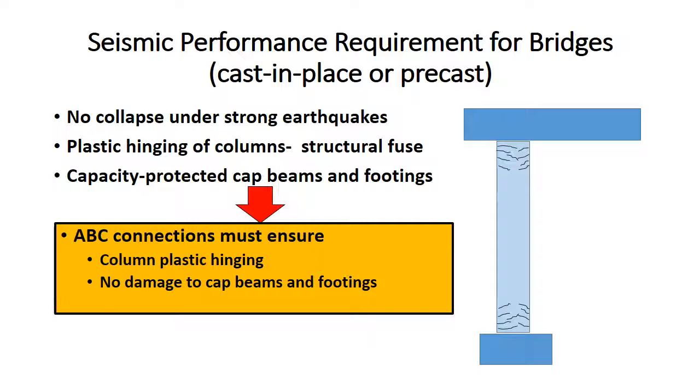What are the seismic performance requirements for bridges, regardless of being cast in place or precast? For cast-in-place conventional construction, the requirements are no collapse under strong earthquakes. Plastic hinging of the columns is expected, to form structural fuses. Other than the columns, the cap beam and the footing are designed to remain elastic, or they are capacity protected. No damage should occur in these elements.